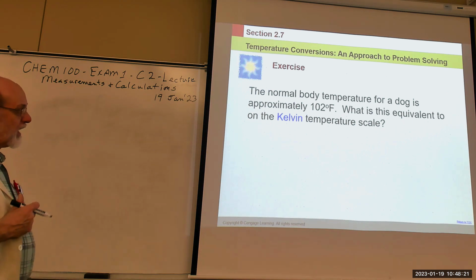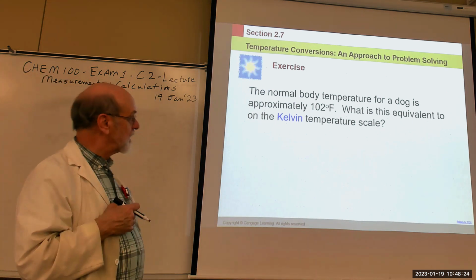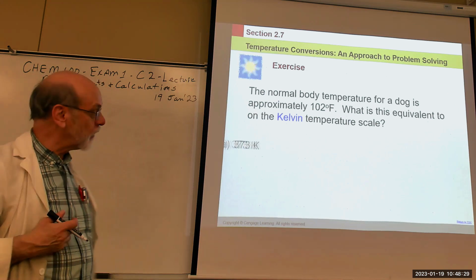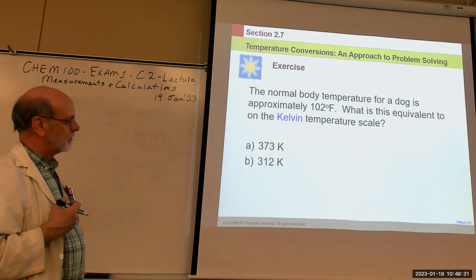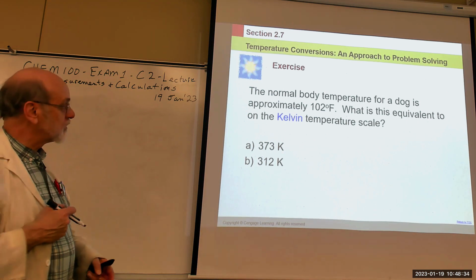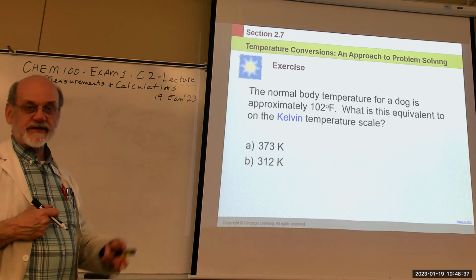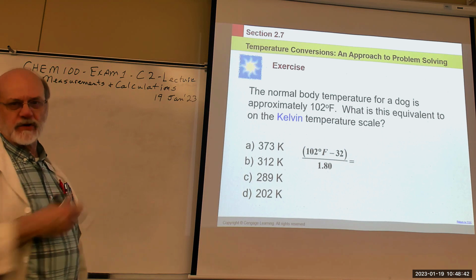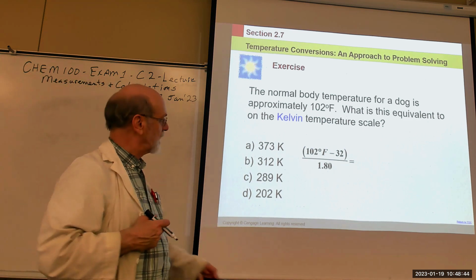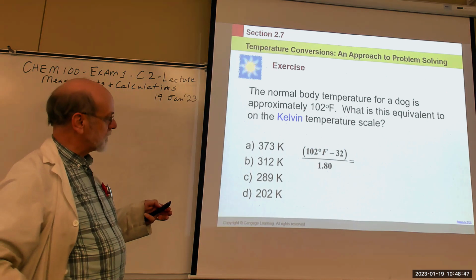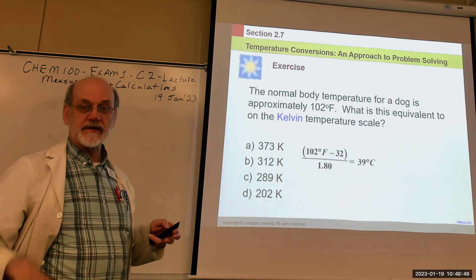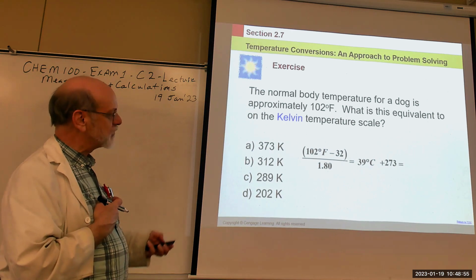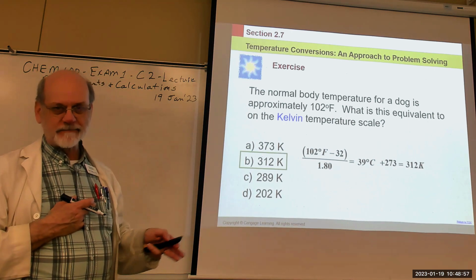Okay. Normal body temperature of a dog is 102 degrees. What is that in Kelvin? Here's where you're going to have to convert twice. So you would take 102, convert it to Celsius, then add 273, and you will get, I'm sorry, I didn't know I had animation on this one. So there's our conversion to Celsius. 39 degrees Celsius is 102 degrees Fahrenheit. Add 273, 312 Kelvin.